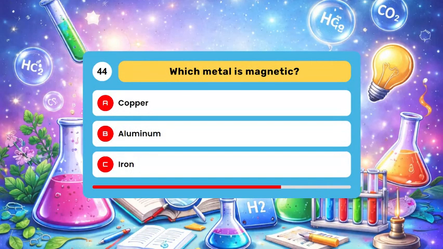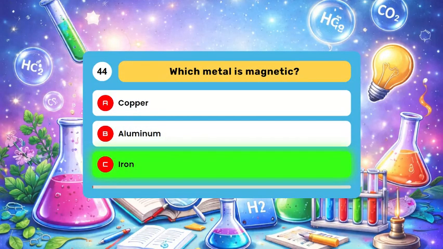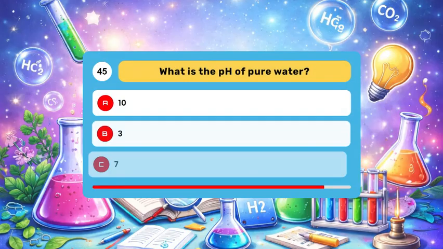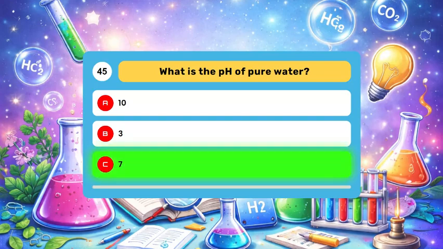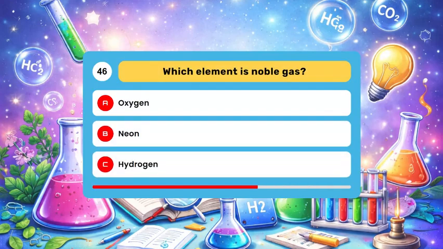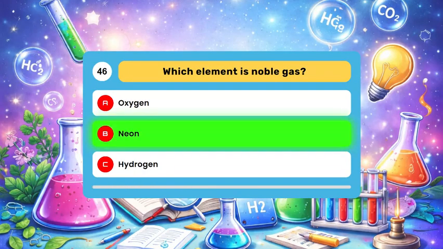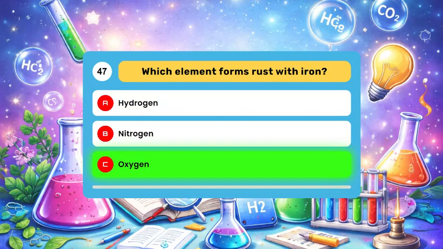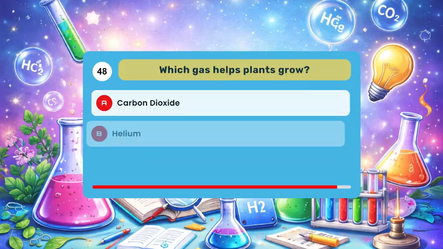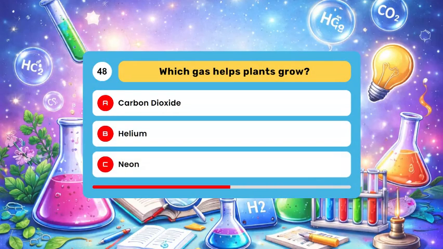Which metal is magnetic? Iron. What is the pH of pure water? 7. Which element is noble gas? Neon. Which element forms rust with iron? Oxygen. Which gas helps plants grow?